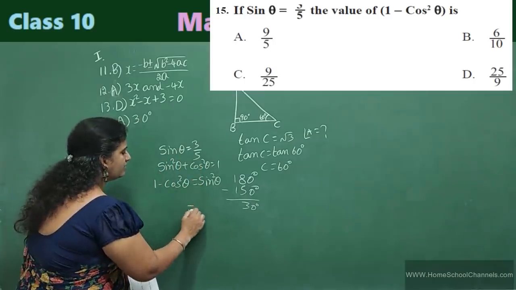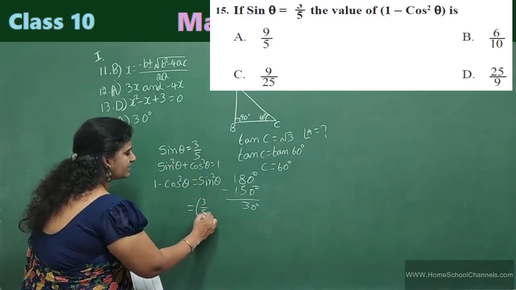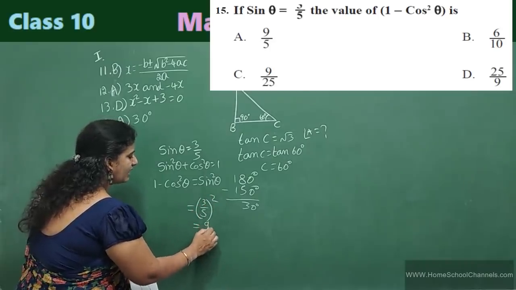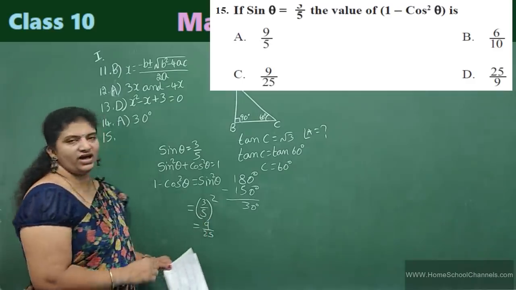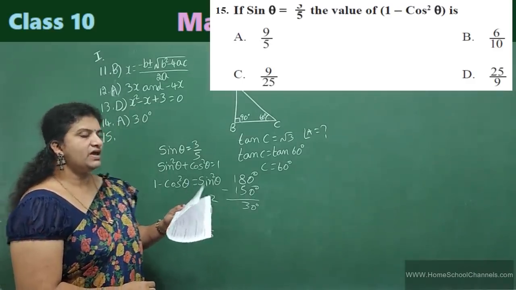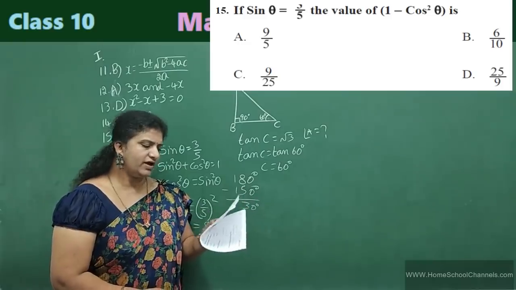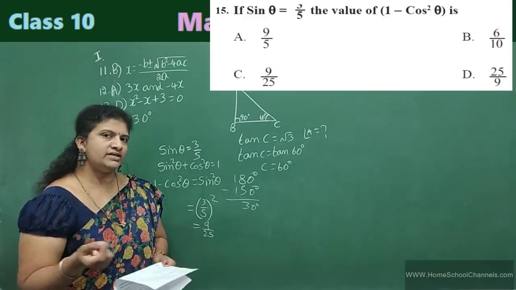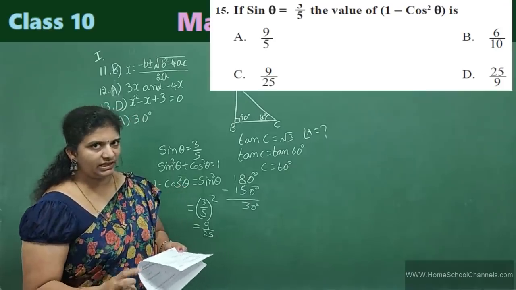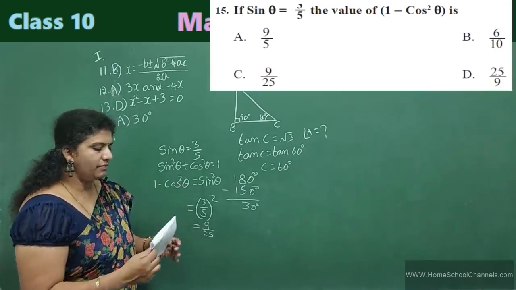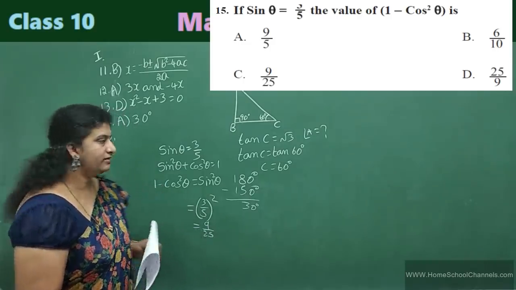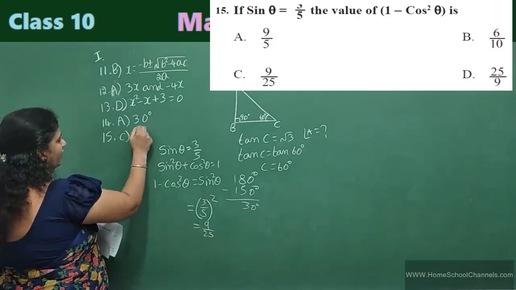Square this one. Sin theta is 3 by 5. Sin square theta is 3 by 5 whole square. 3 3s are 9. 5 5s are 25. Check for the answer here. If sin theta is equal to 3 by 5, then what is the value of 1 minus cos square theta? 1 minus cos square theta is nothing but sin square theta. That is 9 by 25. Therefore, your option is option C, 9 by 25.